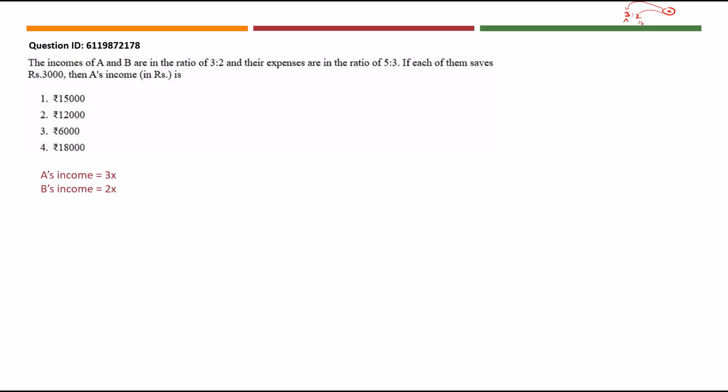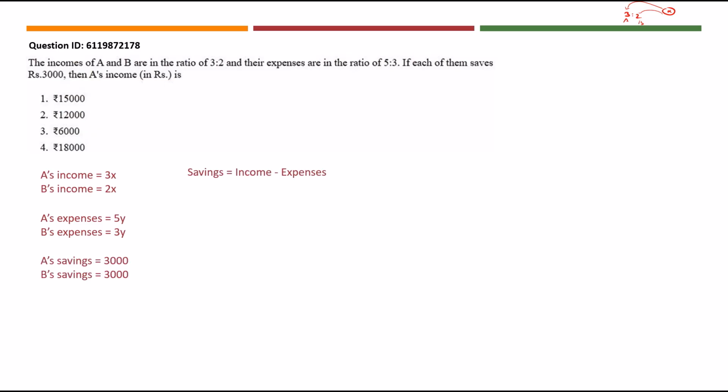Similarly, the expenses are also mentioned in form of ratio. Here for income we will use X variable and for expenses we will use Y variable. A's expenses is denoted by 5Y and B's expenses will be denoted by 3Y. Now what is the saving amount for both A and B? A saves 3000 and B also saves 3000.